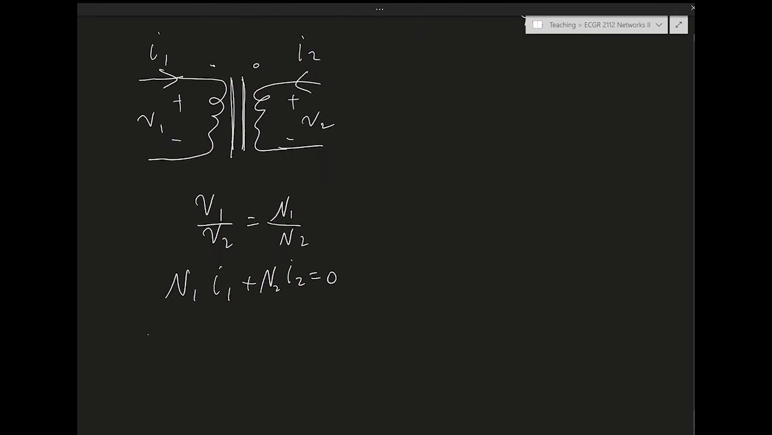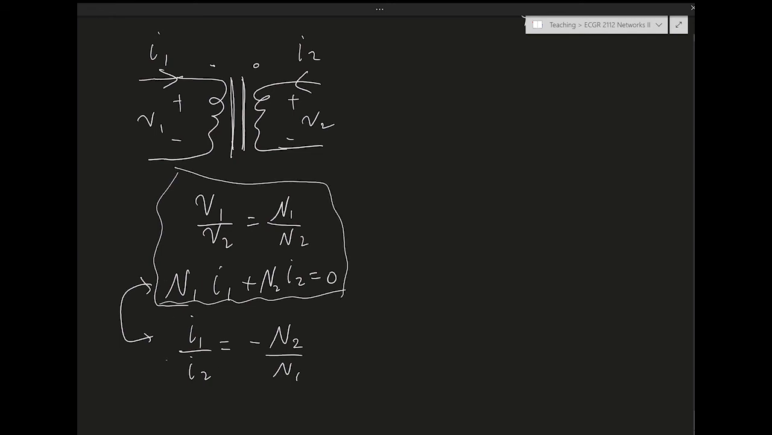I could rewrite this so it's easier to remember, as follows. I could say I1 over I2 equals minus N2 over N1. Right? I'm just rewriting this equation in this form. Just take N2I2 to the other side, it becomes minus N2I2, and then divide by I2, and then divide by N1. Okay, of course, this is using this convention.